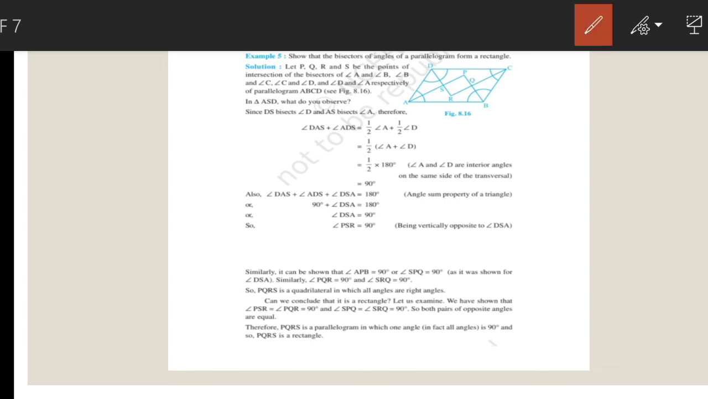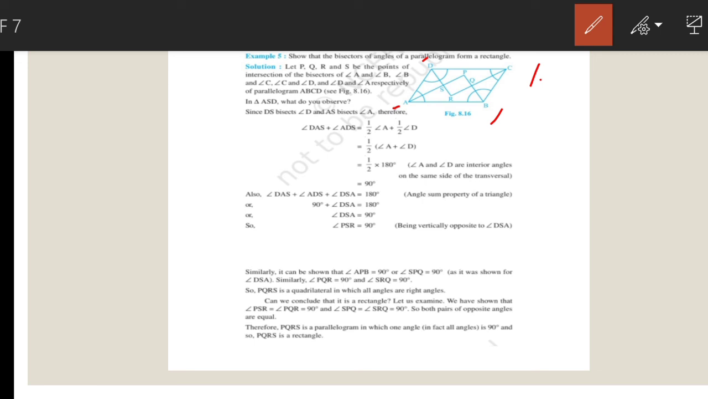It's like this. Let PQRS be the points of intersection of the bisectors of angles A and B. So P is the point of intersection when the bisectors of angle A and angle B intersect. Similarly, Q is the point of intersection when angle B and angle C are bisected. R is the point of intersection when angle C and angle D are bisected, and S is the point of intersection when angle D and angle A are bisected.